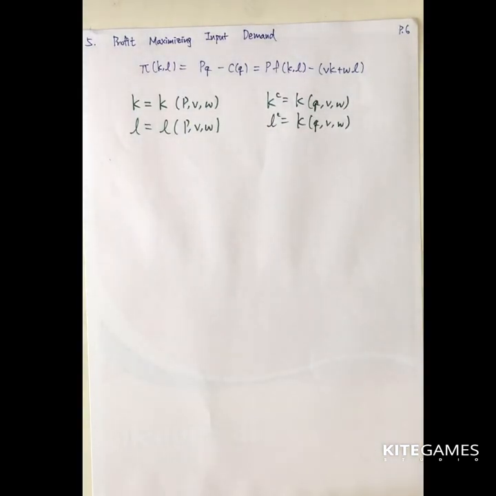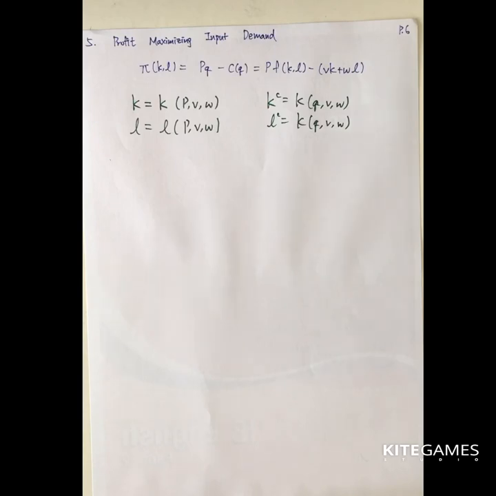So what is the meaning of output effect? The output effect is that when the price of an input decreases, the firm will substitute that factor for other factors. On the other hand, if the input price decreases, the firm has higher flexibility to increase the output. Then with a higher output, the firm will also rearrange the capital input. So this is the output effect.